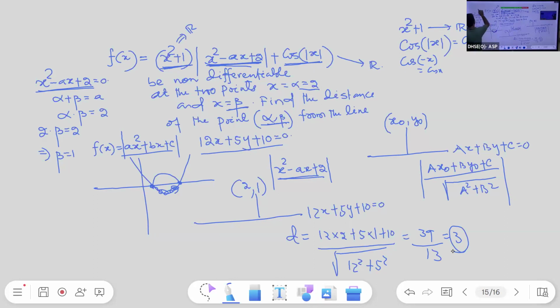This question was asked in JEE Main 2025.